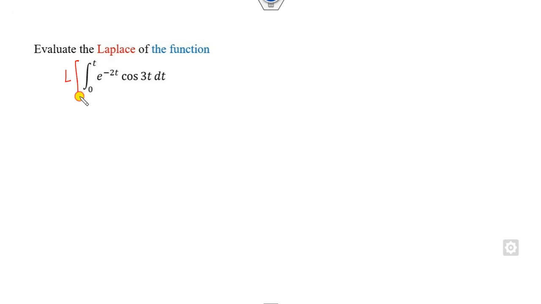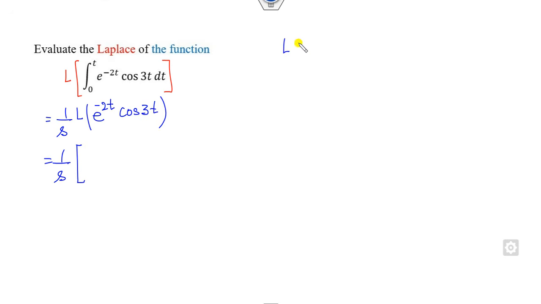Again, you have to find the Laplace inverse of this. So it is 1 over s, Laplace of e raised to power minus 2t cos of 3t. So what is the answer of this? I have to find the Laplace of cos 3t. It is s over s square plus 9.